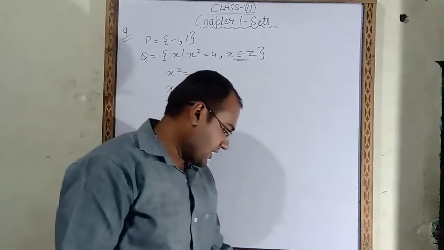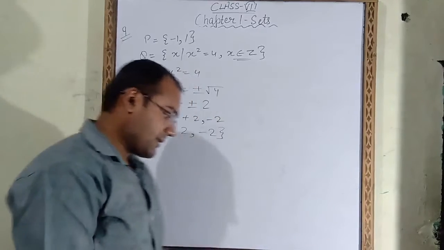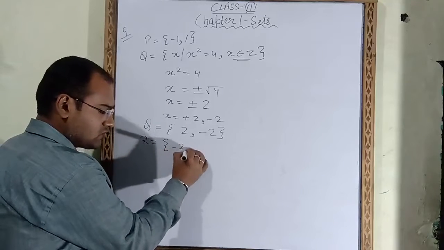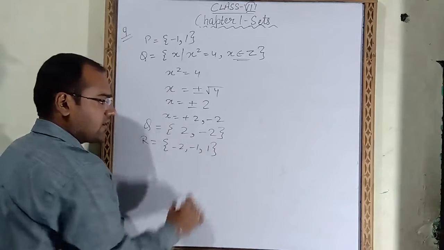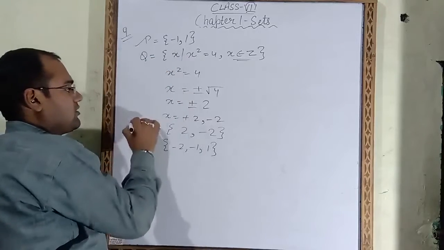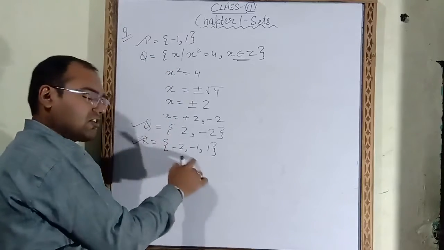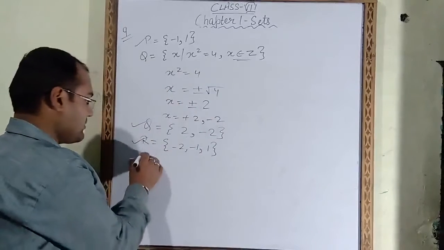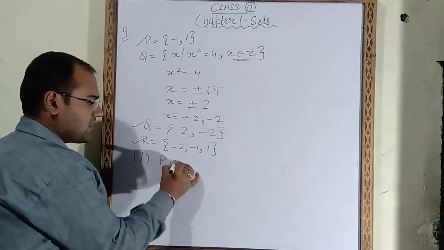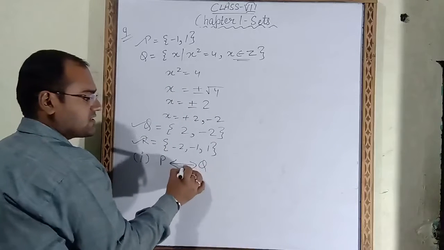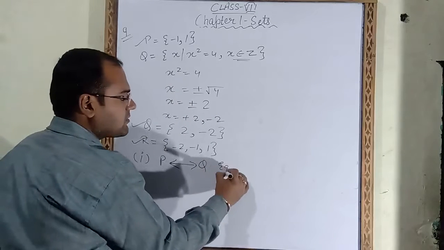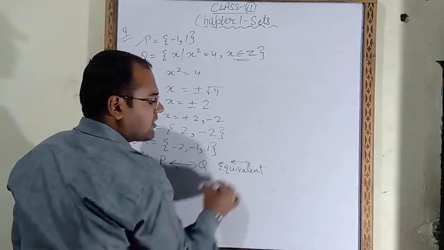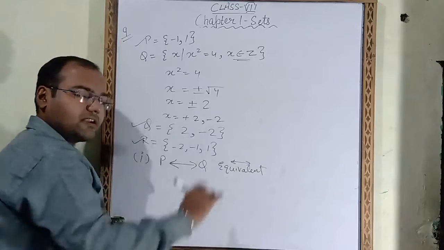Now after that in the question it is given R: minus 2, minus 1 and 1. So P is given, Q we have solved, R is also given. Now the first part: P equivalent Q. This symbol is called the equivalent symbol.